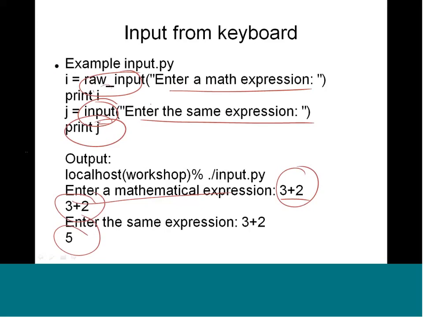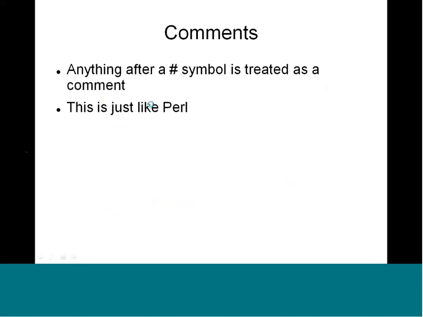So we have 2 ways of inputting a value or data from the keyboard. One is raw_input, and the other one is input. The raw_input just copies whatever you type exactly as is into the program. Whereas if you use just input, it evaluates the expression first and then puts the result into the variable.